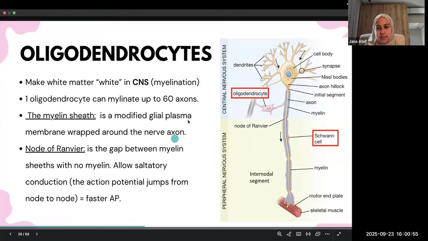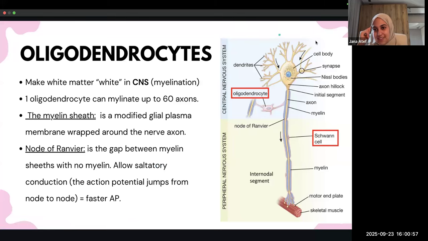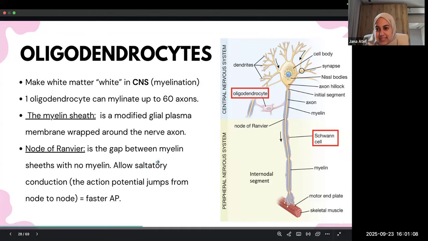saltatory conduction. I think Abdul Jabbar said it before, because whenever I say that word, I just remember AGR's voice in my head, saltatory conduction. It basically means that the action potential jumps, okay? It's like it hops on. So it's a faster action potential. That's basically what it is.